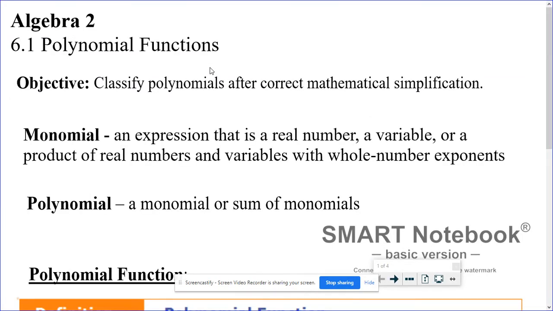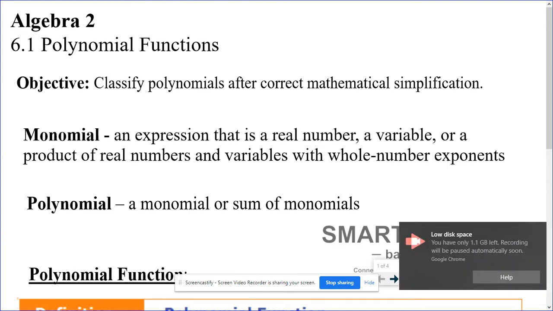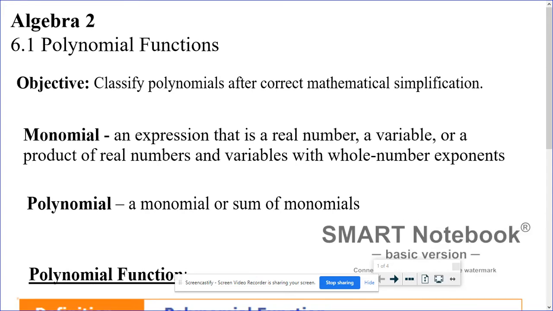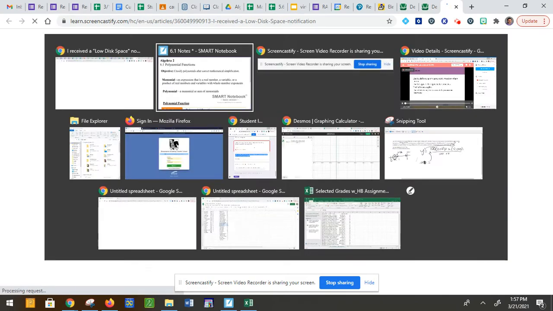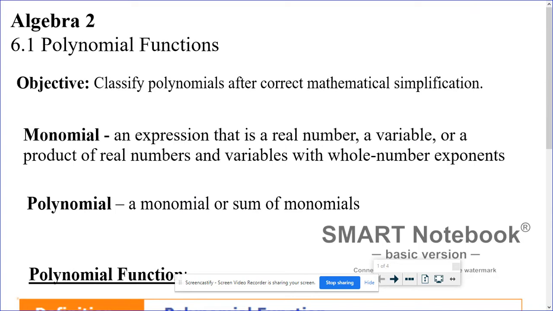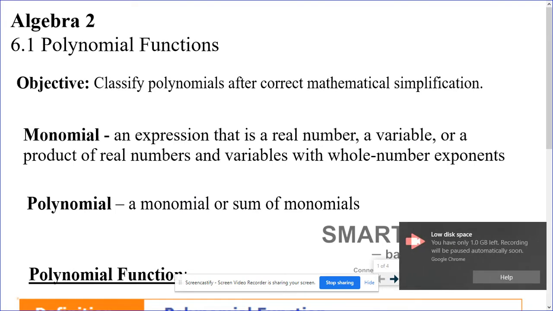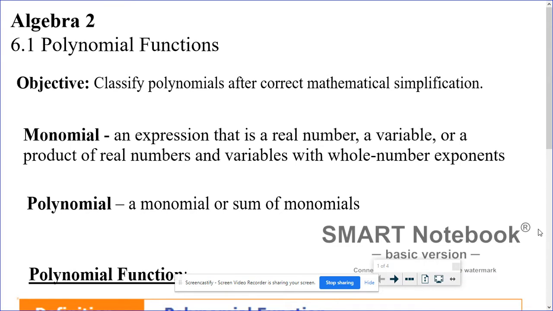All right, welcome to lesson 6.1. Well, actually, welcome to chapter 6. So chapter 6 is a chapter on polynomial functions. We spent a whole unit on quadratics. Quadratics are a type of polynomial function. So a chapter on polynomial functions will be looking at functions that are degree 3, degree 4, that kind of thing. All right. So it's really just higher degree functions as compared to what we did last chapter.